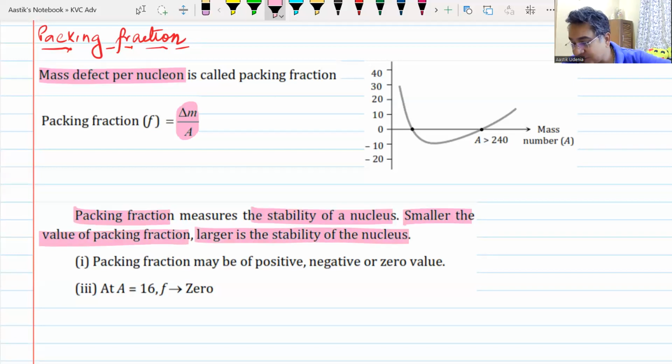Packing fraction may be positive or negative or even zero. At A equal to 16, and here at 240, the packing fraction is 0. The mass defect is 0. Do we understand this? I'll give you 2 minutes to note this down.